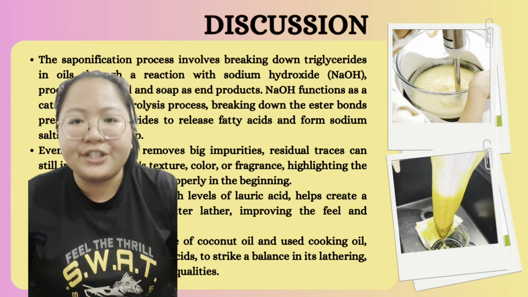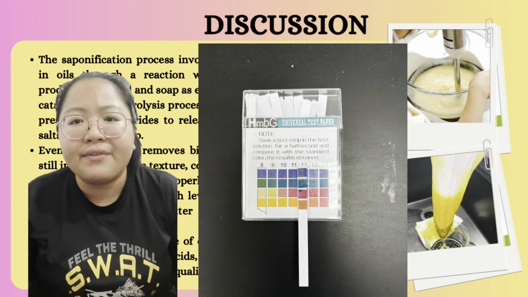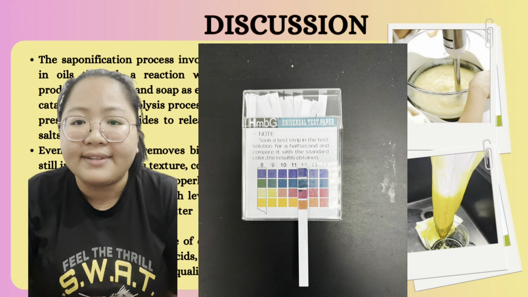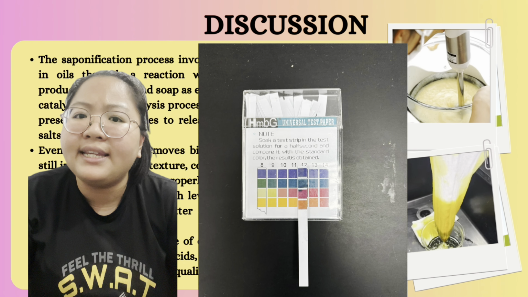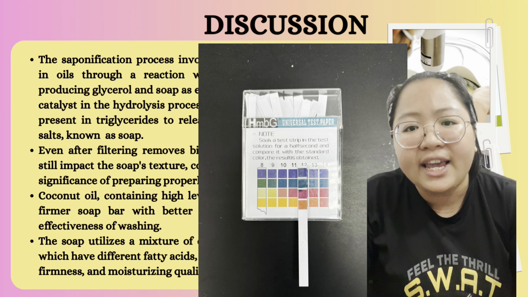Okay, first off the discussion, let me briefly share that the pH level of our soap is 14, which indicates a very alkaline or basic solution, significantly higher than the neutral pH of 7. In the context of producing soap from used cooking oil, this high pH is typically due to the presence of sodium hydroxide, which is commonly used in the saponification process.